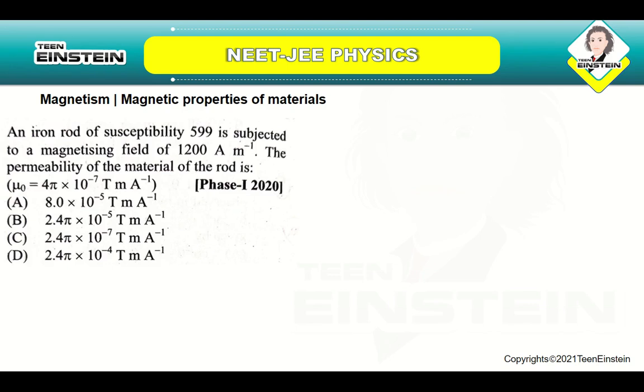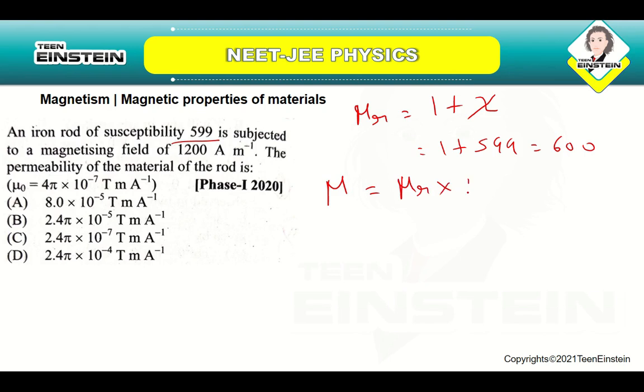An iron rod of susceptibility 599 is subjected to a magnetizing field of 1200 ampere per meter. The permeability of the material of the rod is. So here they have given you the mu naught value as 4 pi into 10 power minus 7. The relative permeability mu r is equal to 1 plus chi, and they are giving you the susceptibility value as 599. So this will be 1 plus 599, which is equal to 600, and the magnetic permeability mu is equal to mu r into mu naught.